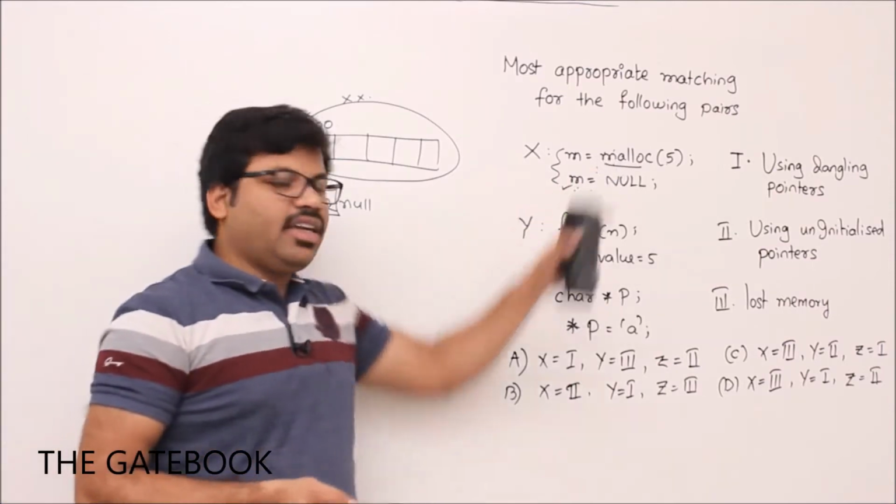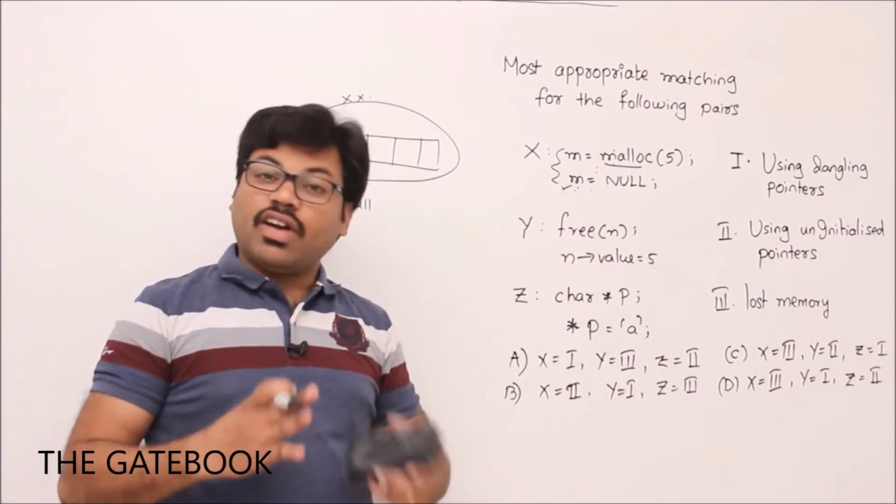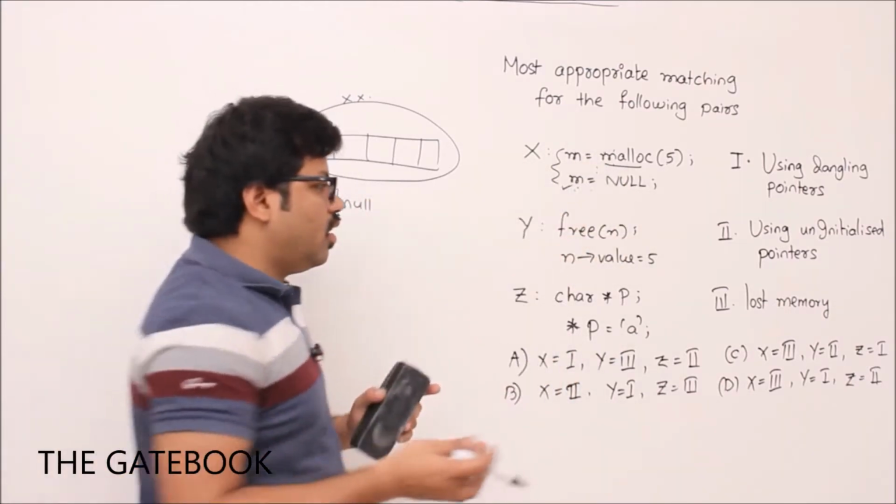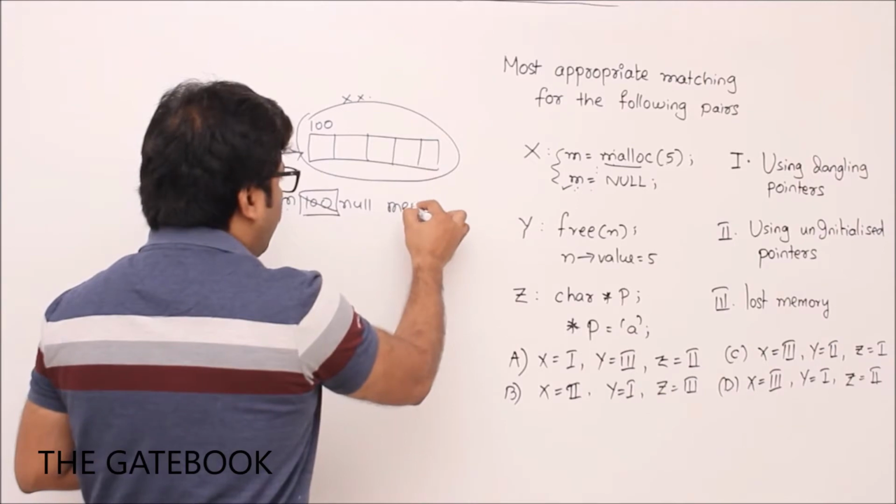So it's like allocating the memory and immediately forgetting the starting address, right? This is called memory leakage. So you should avoid memory leakage.